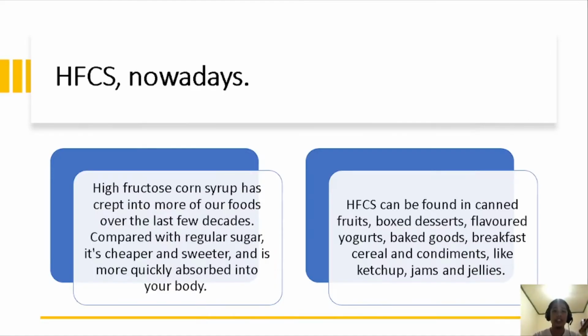High fructose corn syrup has crept into more of our foods over the last few decades. Compared with regular sugar, it's cheaper and sweeter, and it's more quickly absorbed into your body. High fructose corn syrup can be found in canned fruits, boxed desserts, flavored yogurts, baked goods, breakfast cereals, and condiments like ketchup, jams, and jellies.